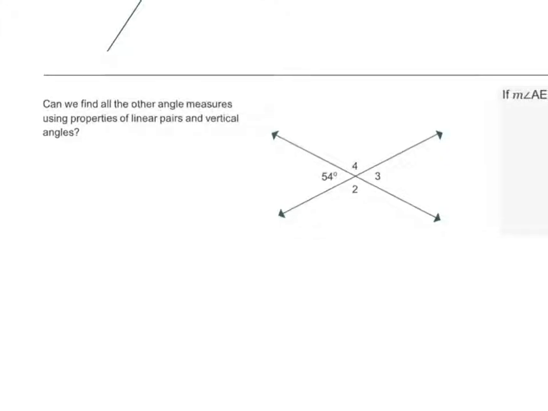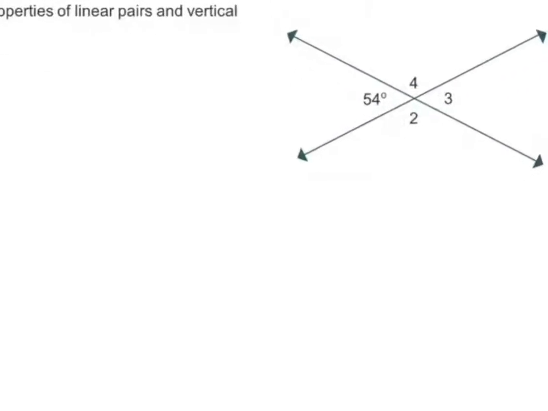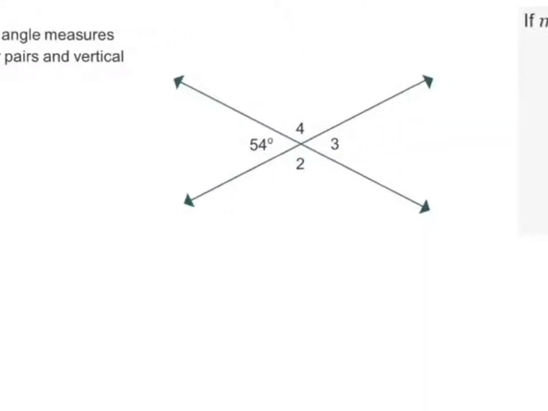All right, so then it says, can we find all the other angle measures using properties of linear pairs and vertical angles? And the answer to that is yes. Given this situation, here's what I know. If I've got two intersecting lines, then the angles that are across from each other, the vertical angles, are congruent. So I'm going to draw my little picture here. I'm going to say that these are both congruent here and that these angles are congruent here.